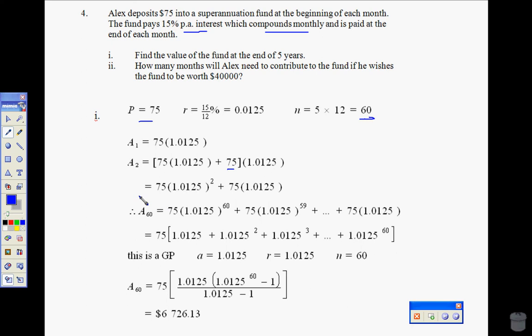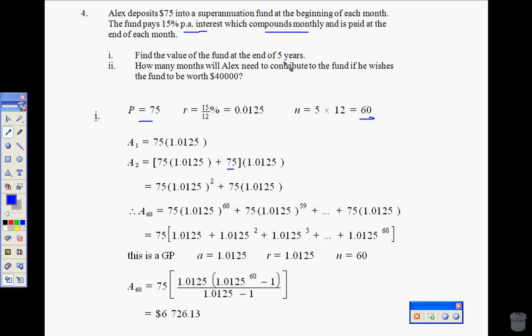I'm pretty confident in my pattern to say, well, after 60 months, that first amount has been compounded 60 times. The second amount has been compounded 59 times, and right down to the last month, which was only compounded once. So there's my pattern. I'm going to factorise my 75 out and rearrange my terms, so I see my nice geometric progression. R is 1.0125, and then we've got 60 terms because I invested 60 amounts. Put it into the calculator, and that's what it's come down to. So that's the amount at the end of 5 years.